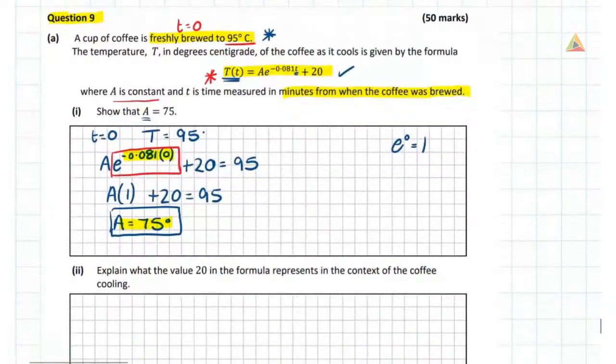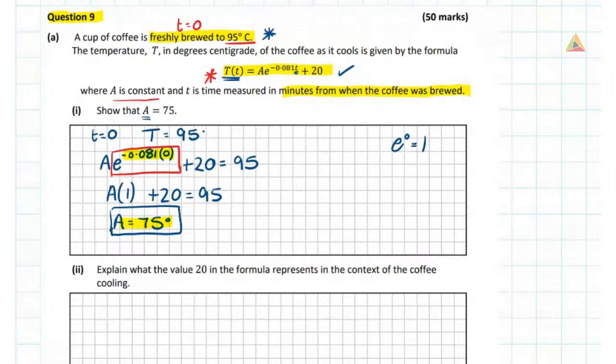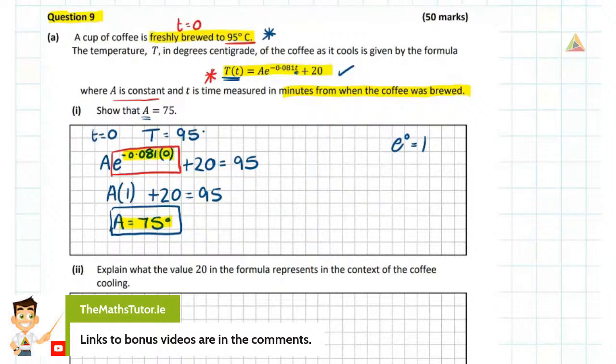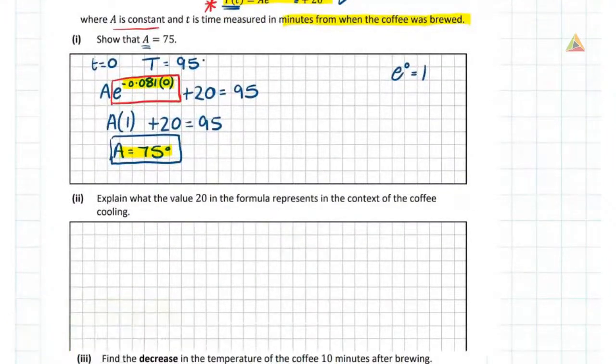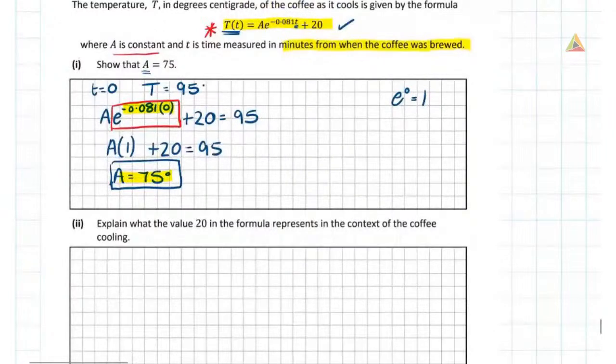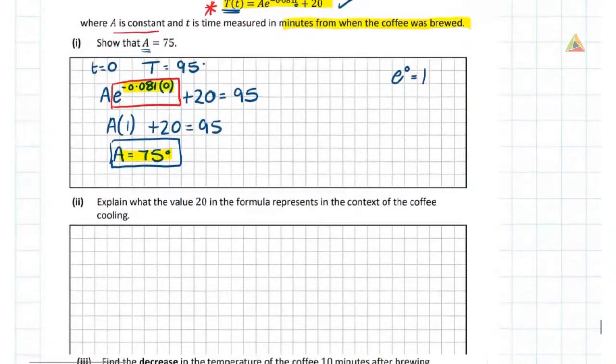Part 2, explain what the value 20 in the formula represents in the context of the coffee cooling. Okay, so obviously as time goes by, the coffee is going to cool. So just to show you where the answer comes from, I'm going to use the formula. So that's temperature is 75 e to the minus 0.081 T, and I'm going to sub in T in a second, plus 20.